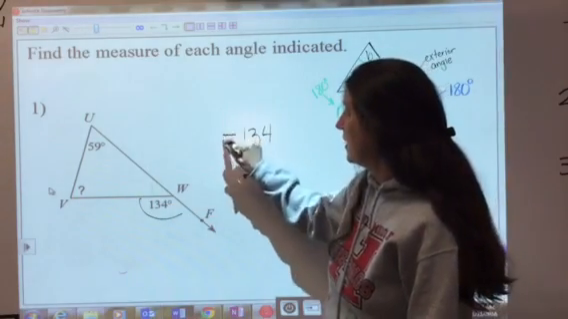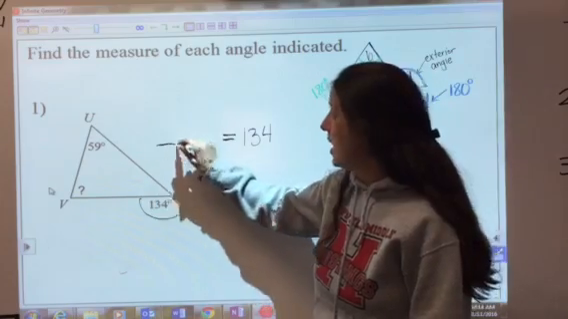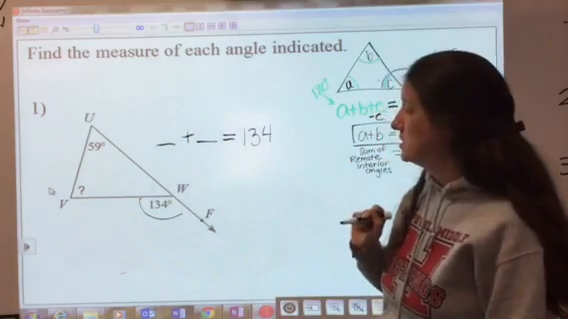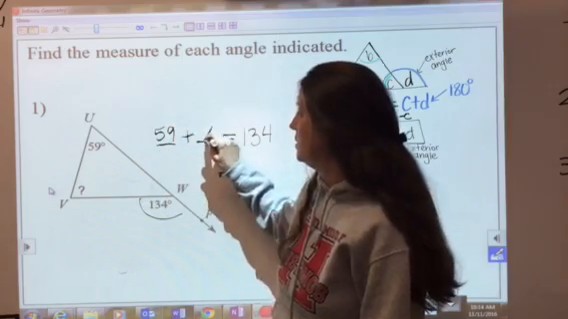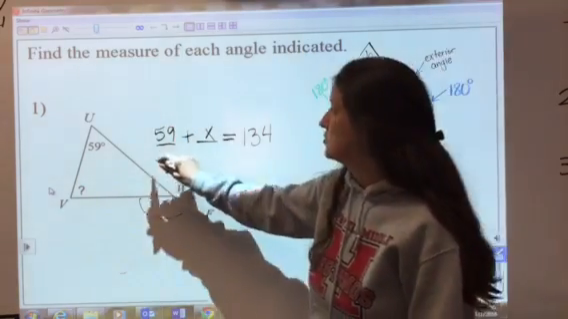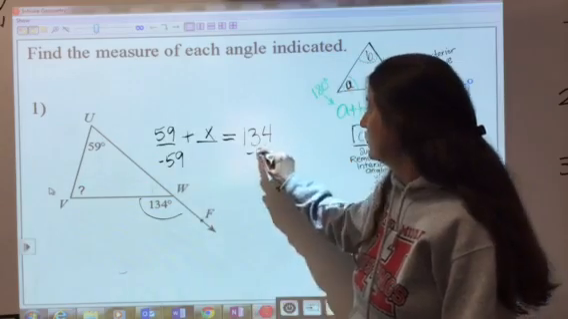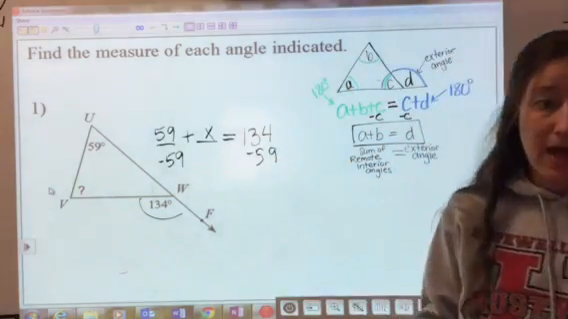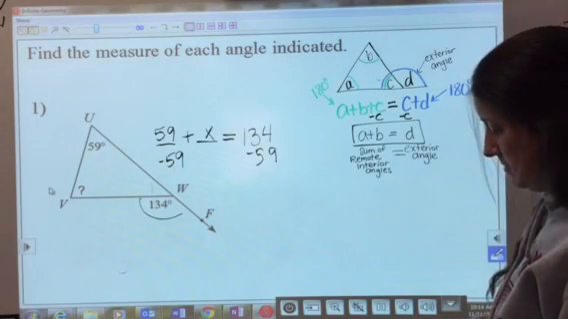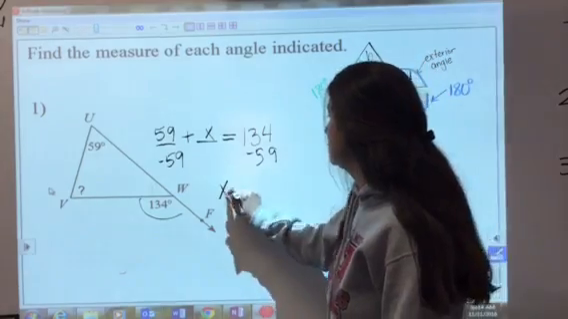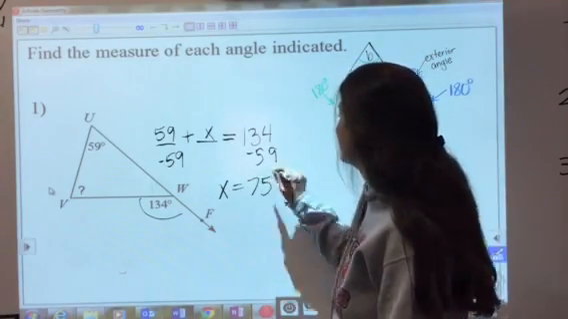Looking here, we have an exterior angle of 134. The exterior angle equals the sum of the two remote interior angles, which are 59 and unknown. So if I subtract 59 from both sides, I get the value of X. So X is equal to 75 degrees.